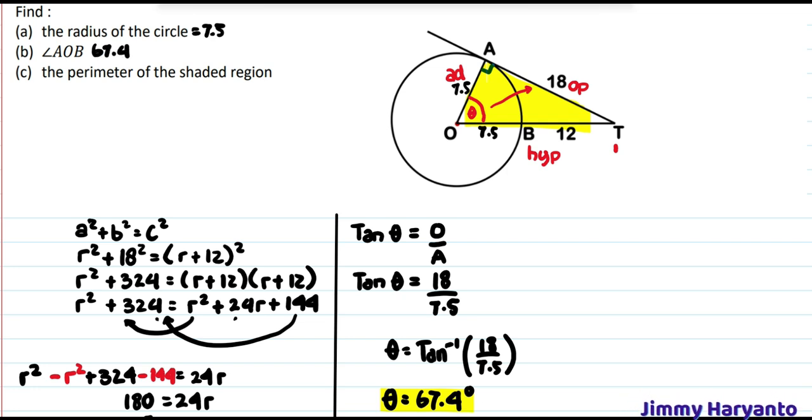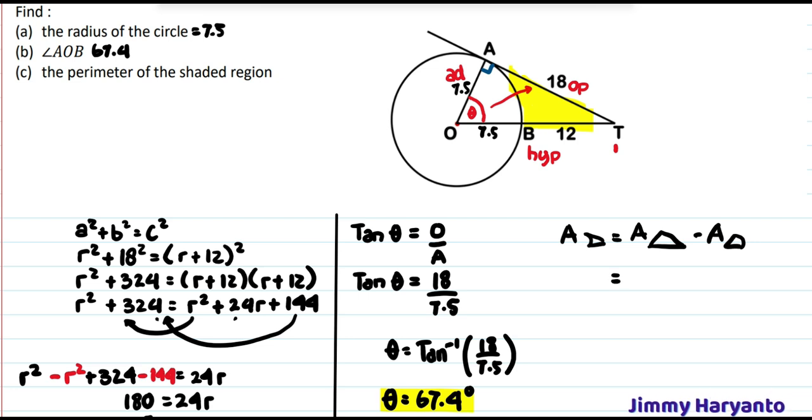And then the perimeter of the shaded region. Wait, where is the shaded region? Let's pretend this one. So that one is the area of sector. Oh my bad, I think it's this one guys, sorry, the shaded region will be that part. So the area of this one equals to the area of triangle minus the area of sector.